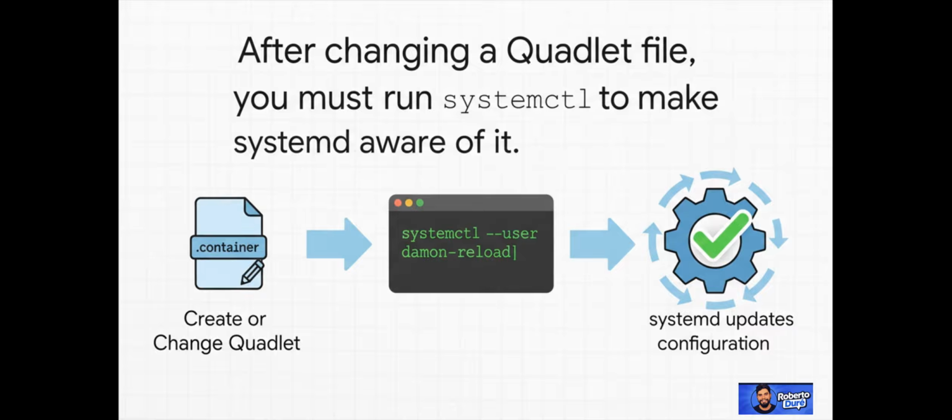Now, after you create or modify one of these .container files, there is one absolutely critical step. Systemd doesn't know about your changes yet. You have to tell it to rescan its configuration by running systemctl daemon-reload. This makes your new container service visible to systemd and ready to be managed.